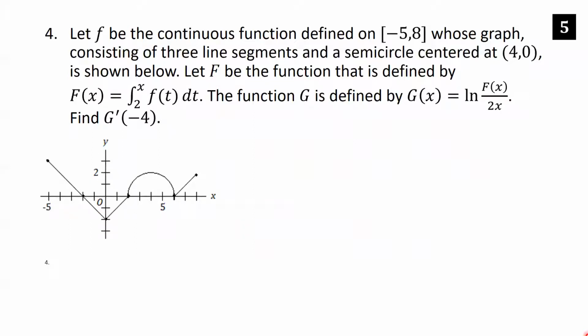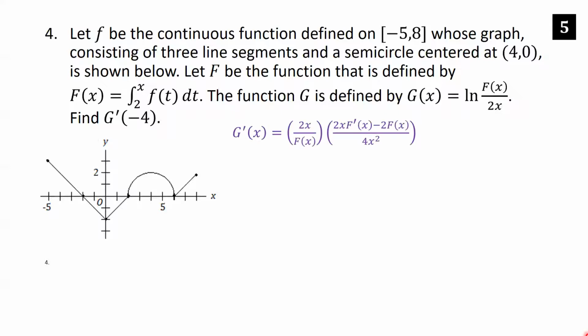Let little f be the continuous function defined on the closed interval -5 to 8, whose graph consisting of 3 line segments and a semicircle centered at (4, 0) is shown below. Let capital F be the function that is defined by capital F of x equals the integral from 2 to x of little f of t dt. The function g is defined by g of x equals the ln of capital F of x over 2x. Find g prime of -4.